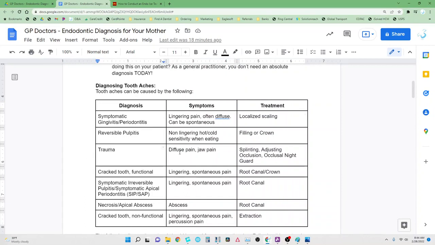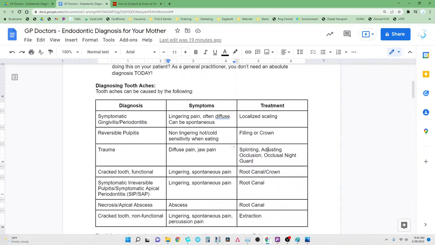So what am I talking about with trauma? They bit down on a seed and now the tooth hurts, or they're grinding at night or clenching. That's the type of trauma that I'm talking about. What is the patient going to present with? Diffuse pain, jaw pain. What is the treatment?